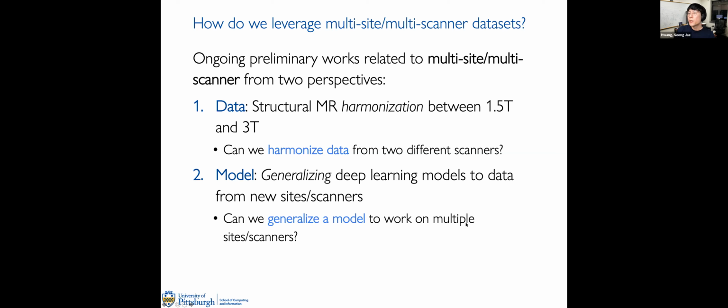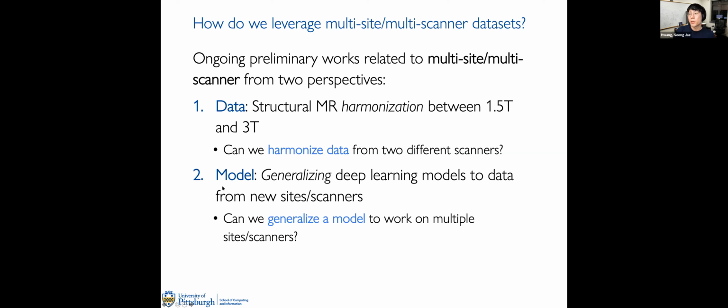The underlying premise of the work is: what happens if you have multiple sites and multiple scan data sets? People already know that harmonizing data is more of a data perspective of dealing with the multi-site, multi-scanner problem, and I'm going to talk very briefly about it. It's joint work with Dana, and we have a very special data set of 1.5T and 3T scans from 16 people that are at most 3 months apart.